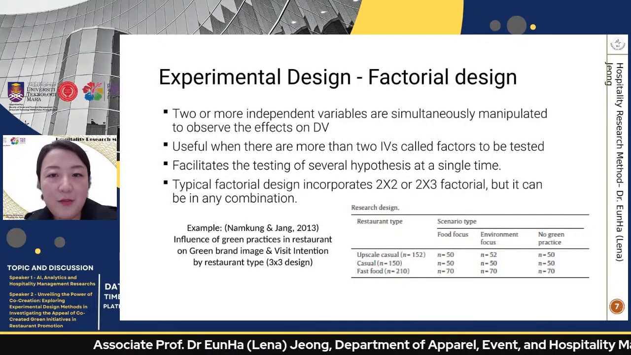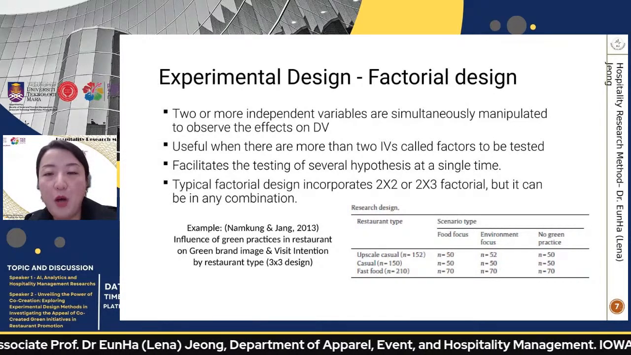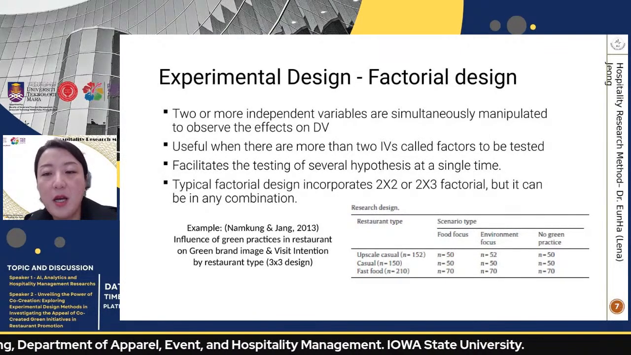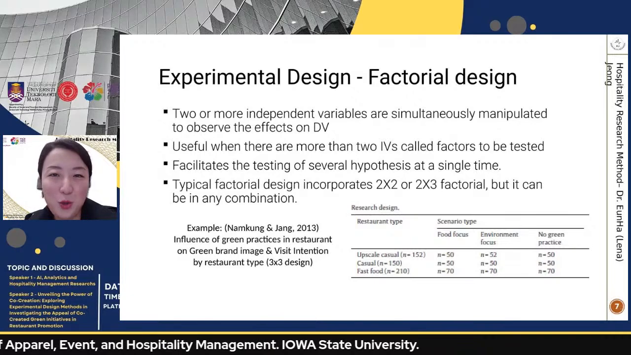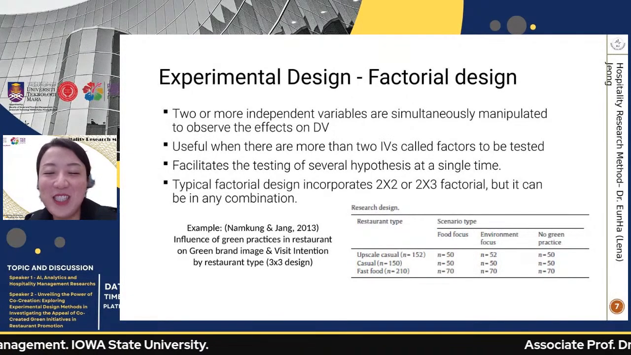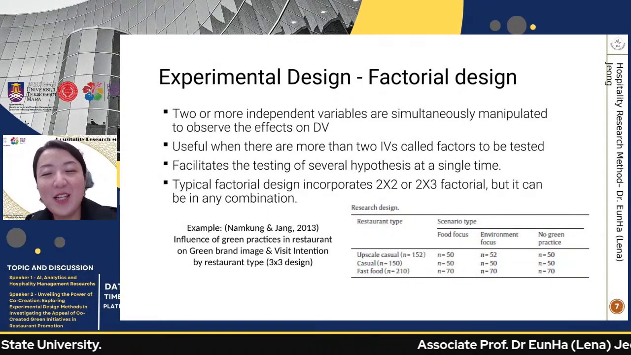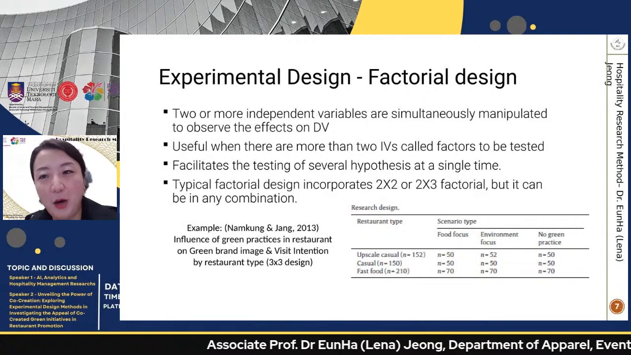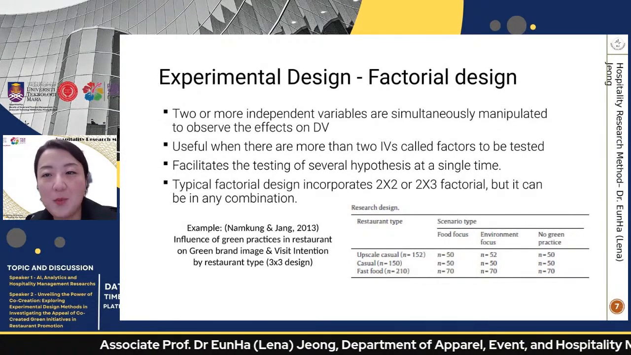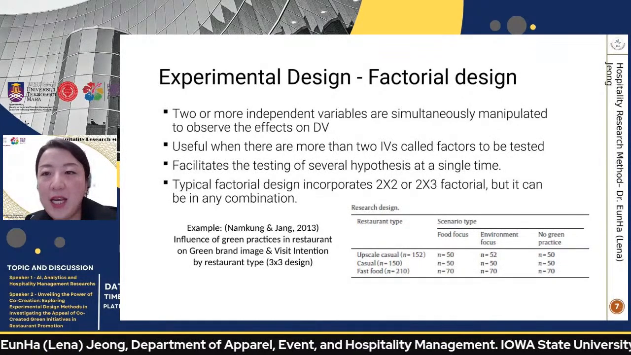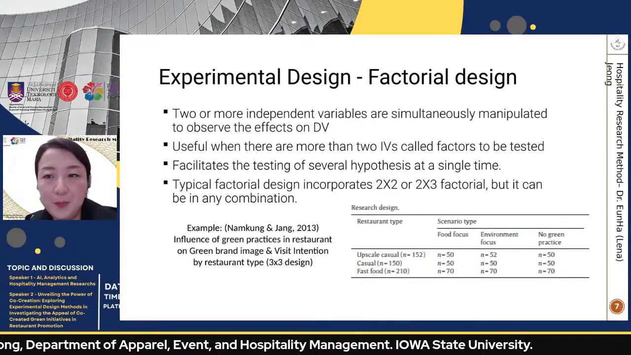So there are many different types of experimental design and research method. In this short webinar session, I cannot explain every single detail of it, but I pick a specific kind because it is very well used in our discipline, hospitality management, social science research. That is factorial design.